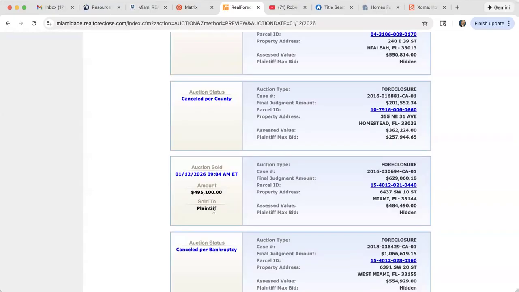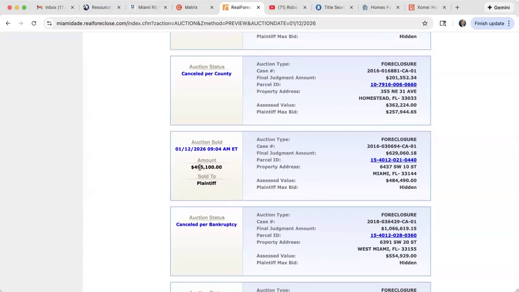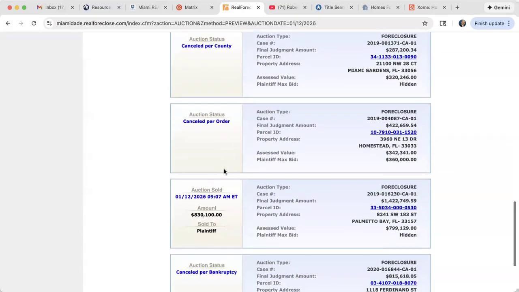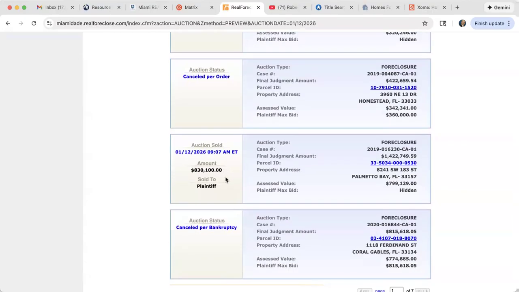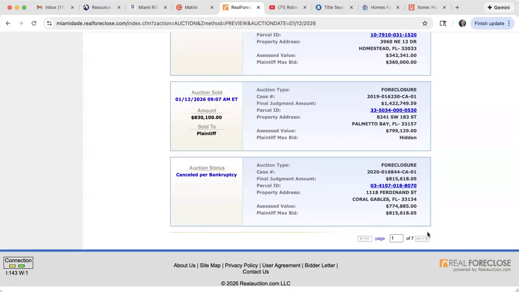The original lender foreclosed on the home for 495. Notice 495, 100. I told you guys it was in $1,000 increments and I was wrong. It's $100 increments. I'm so sorry. It's $100 increments. So let's take a look here. This one was sold to the plaintiff for $830,100.